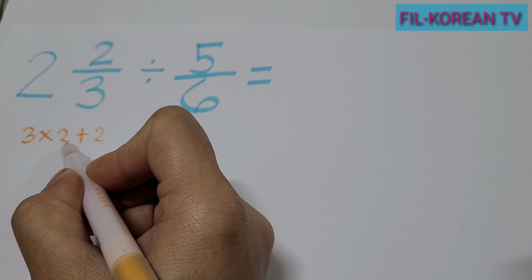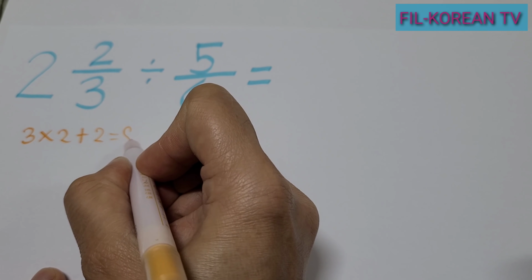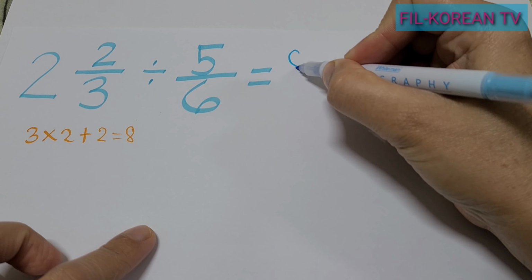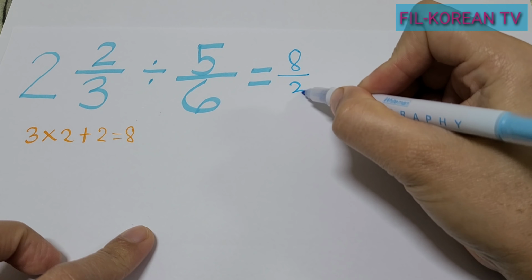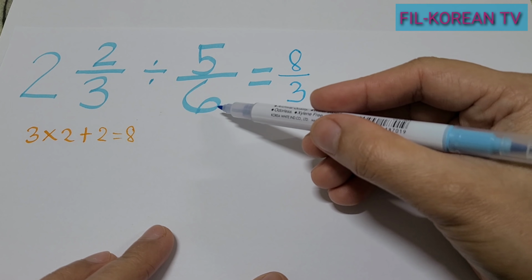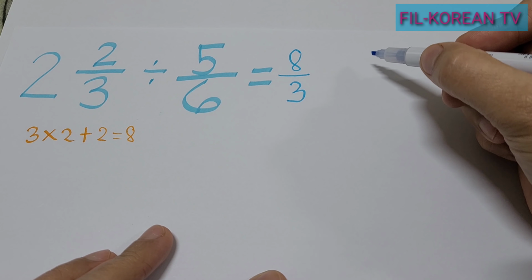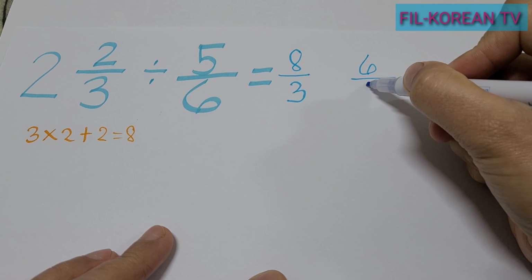Okay, 3 times 2, 6, plus 2 equals 8. So 8 is the numerator. And then, copy the denominator 3. Okay, improper fraction na. Okay, next, get the reciprocal of the divisor. Ito yung divisor. So, ang reciprocal ng 5/6 ay 6/5.